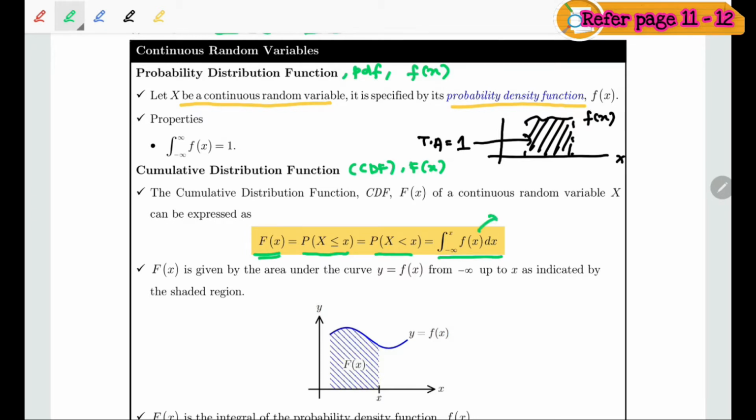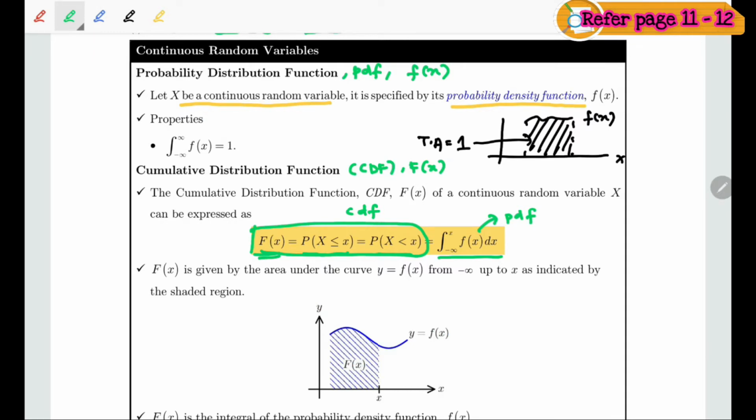Okay, this one is used for finding the probability using the PDF. And this one is used for finding the probability using the CDF. The two are different, depending on the questions.